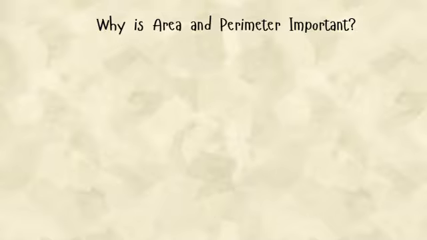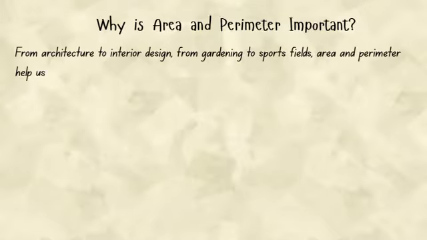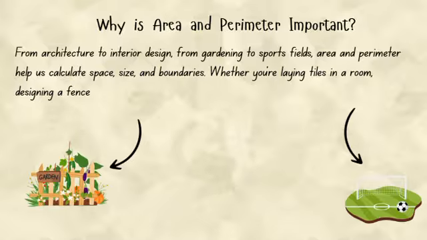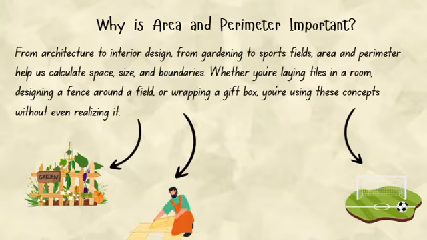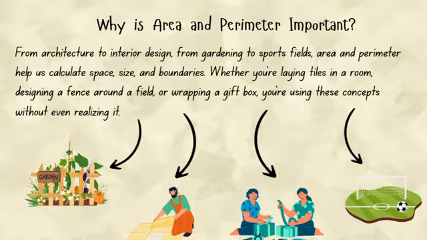At this point, you might be wondering, why is understanding area and perimeter even important? Well, the truth is, these concepts are incredibly useful in real life. From architecture to interior design, from gardening to sports fields, area and perimeter help us calculate space, size, and boundaries. Whether you're laying tiles in a room, designing a fence around a field, or wrapping a gift box, you're using these concepts without even realizing it. Learning this now gives you the ability to apply mathematics beyond the classroom in everyday practical situations.